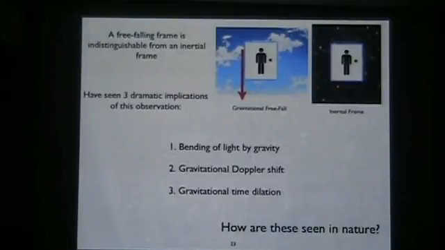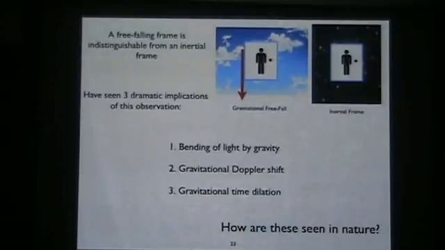One is that gravity bends light. The second is that gravity bends the frequency of light. And the third is that gravity actually warps the passage of time. So these are three very, very crazy phenomena about the way that gravity behaves in our world. And Einstein very famously predicted all of these before formulating his full general theory of relativity.